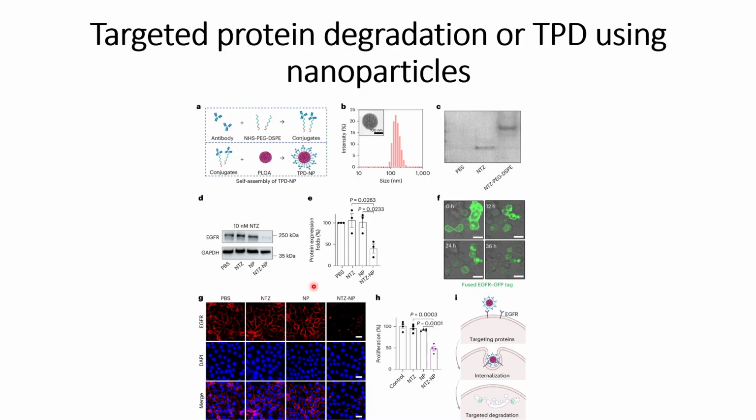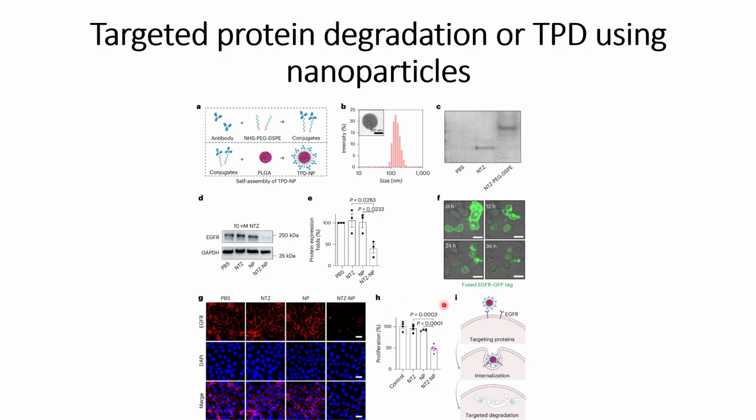And these microscopic images are further validated using confocal images, where the signals for the EGFR can be seen diminished when they use TPD nanoparticles compared to the other controls. And once validating that their EGFR is reduced, they checked the proliferation impact, and they are able to see that when they use their targeted protein degradation nanoparticles, or EGFR targeted nanoparticles, there is reduced proliferation compared to the other conditions and controls.